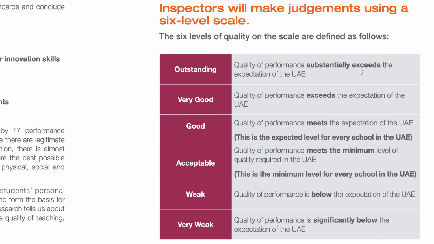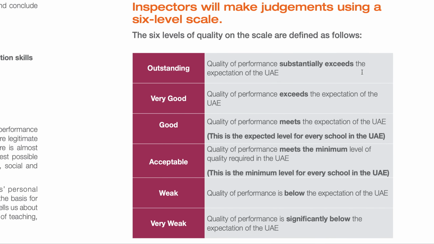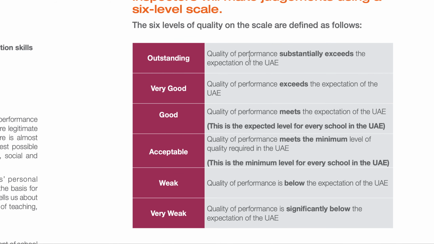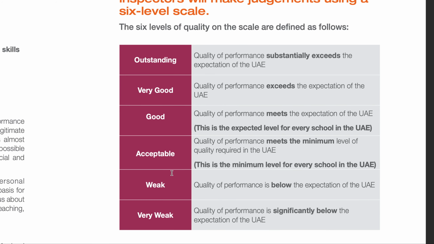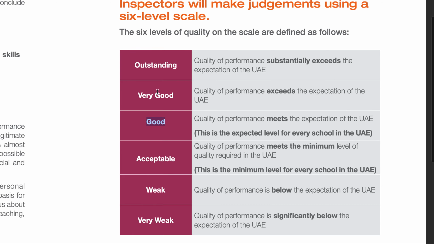The inspectors are going to make judgments on a 6-level scale, and they vary from outstanding, very good, good, acceptable, weak, and very weak. Of course, this is our main goal, but it is really important to know your current status. If it is good, it is important to know what we mean by a good performance or a good level on the scale. And your final goal is to get the outstanding, which is where the quality of performance sustainably exceeds the expectation of the UAE. This is our goal, this is our aim.